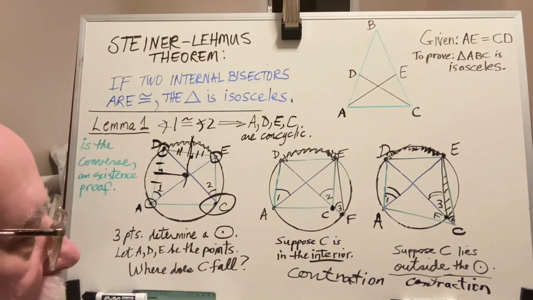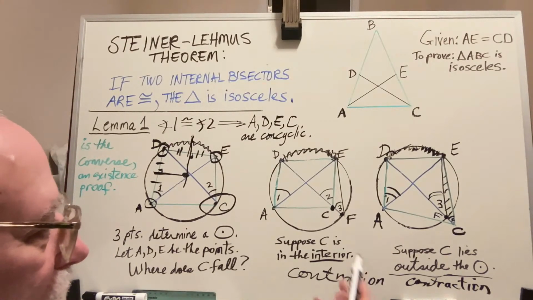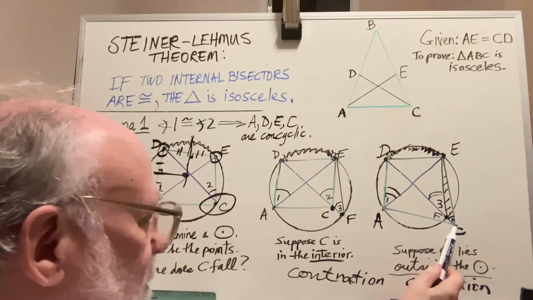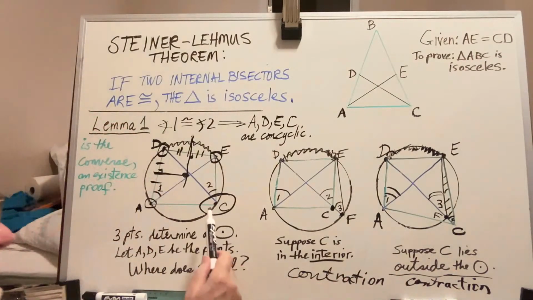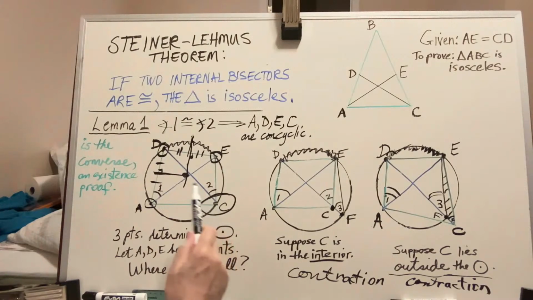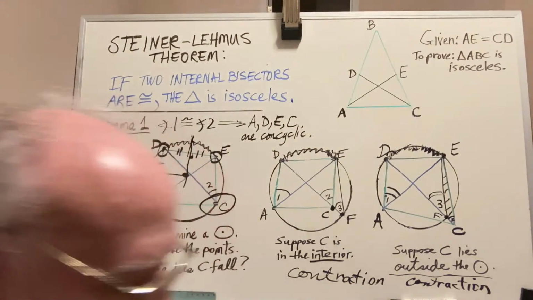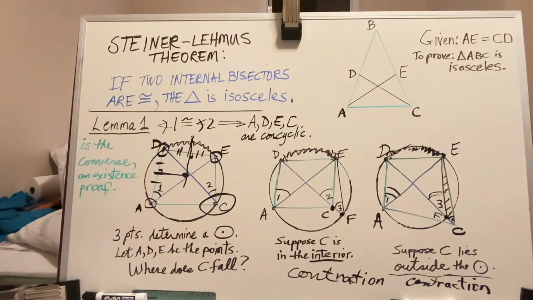So we eliminated the possibility that C's in the interior, and that C's in the exterior or the outside. So C must be on the circle, and we proved that there is a circle that contains all 4 points. Now we want to move on to Lemma 2 in the next video.